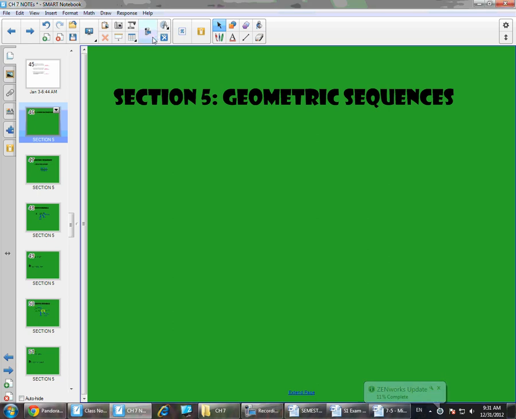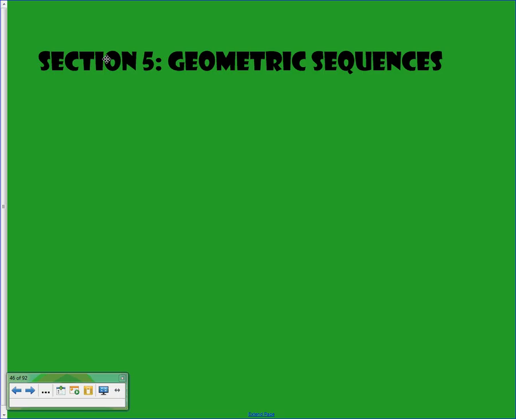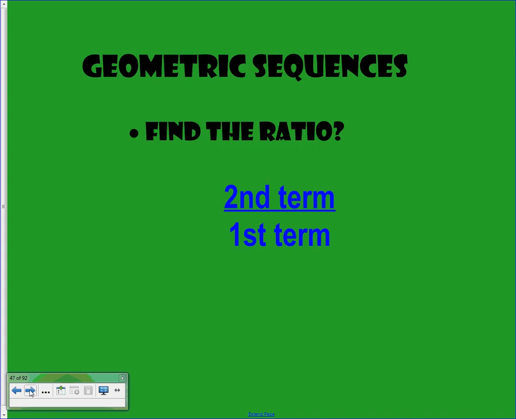Chapter 7, Section 5 is on geometric sequences. This is going to look a lot like something we did earlier, which was arithmetic sequences. The difference is now geometric sequences, which means it has a constant ratio. So this time we're either going to be multiplying or dividing each term to get to the second one. Geometric means multiply or divide, whereas before we were doing addition or subtraction.